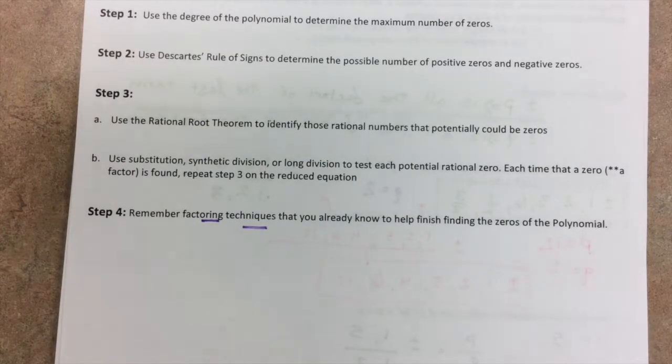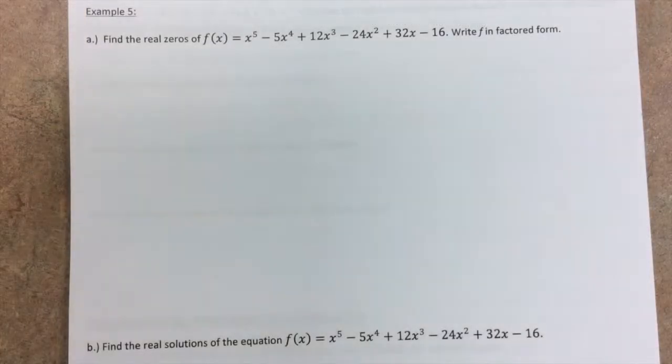Because what we want to boil it down to is all of the factors and then figure out which one of those are zeros. So this next page is just doing those types of problems. So example 5, this is going to be a process. We want to find all of the real zeros of this polynomial, and we want to write it in factored form. So we want to find the zeros, and then we want to write the polynomial completely factored out.